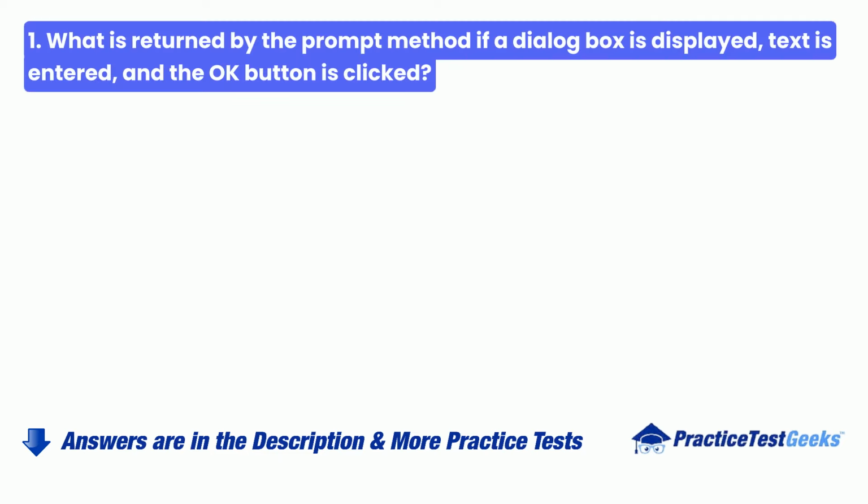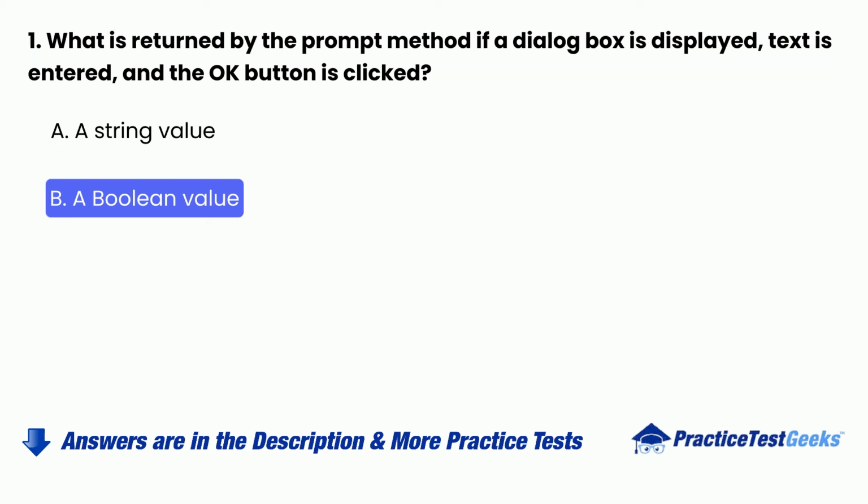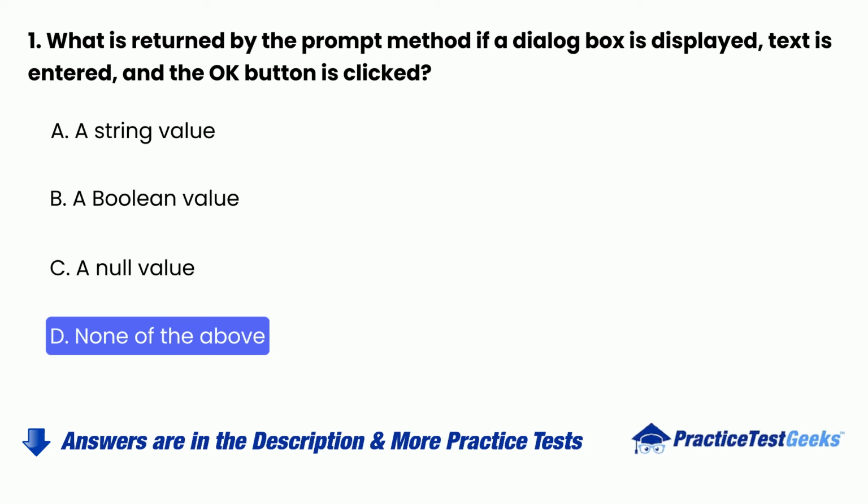1. What is returned by the prompt method if a dialog box is displayed, text is entered, and the OK button is clicked? A. A string value. B. A Boolean value. C. A null value. D. None of the above.